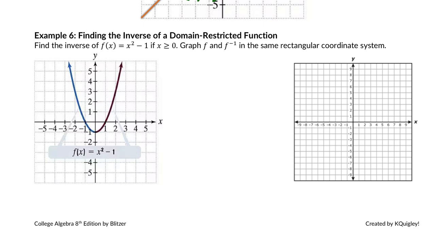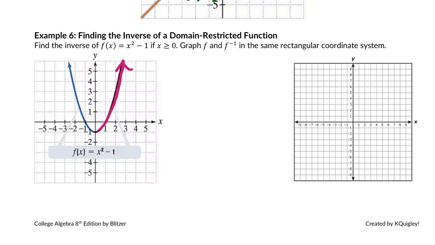Okay, so would you agree with me that if we ran the horizontal line test on this parabola, it would not have an inverse that is a function, because it fails the horizontal line test? What if we only use this side?